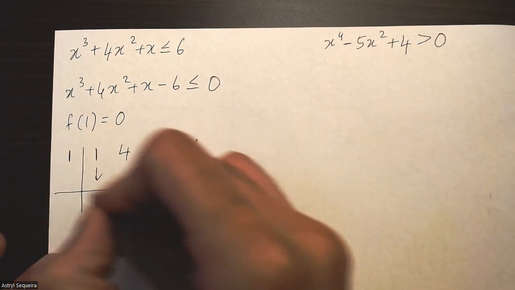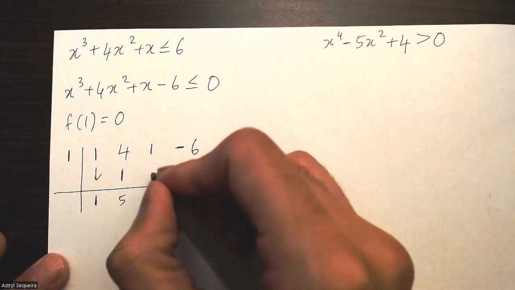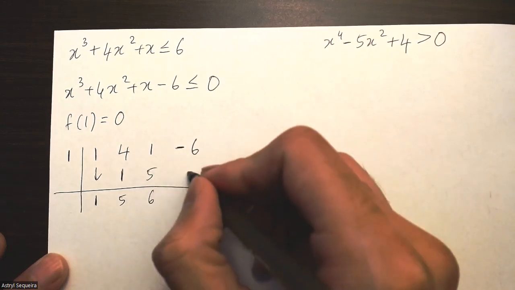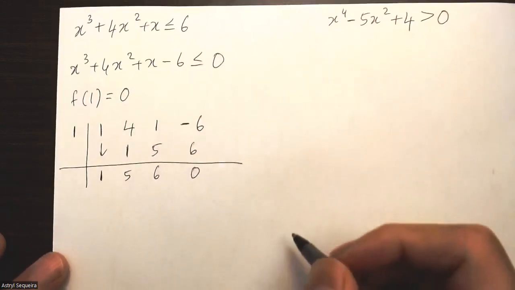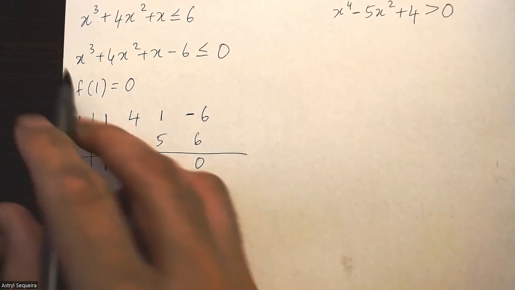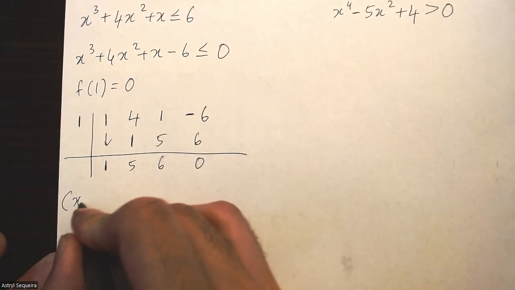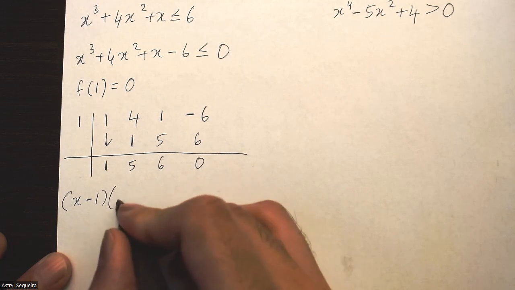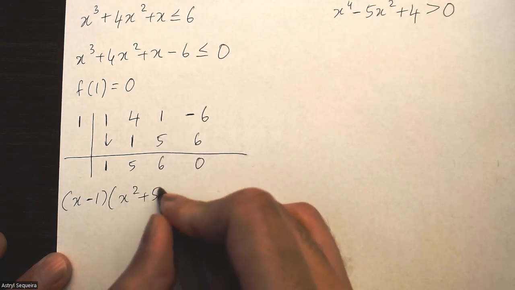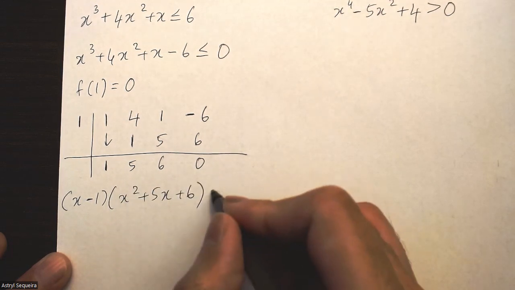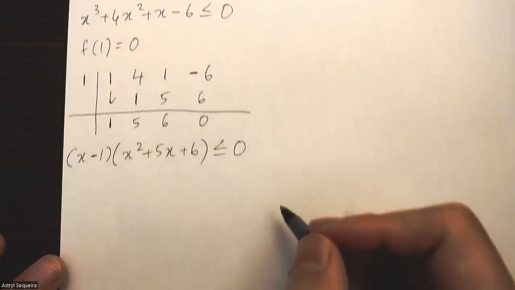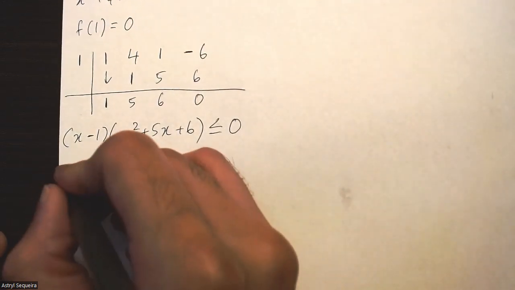Bring down the 1. 1 times 1 is 1. 5, 5, 6, 6, 0. Remainder of 0, so we're good. So I can rewrite this equation in slightly factored form as x minus 1 times x squared plus 5x plus 6 is less than or equal to 0. And I want to factor this further.